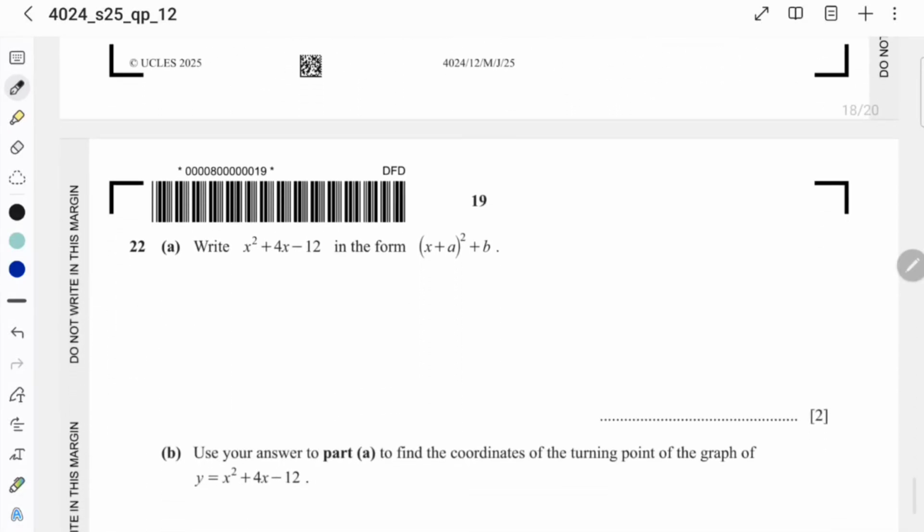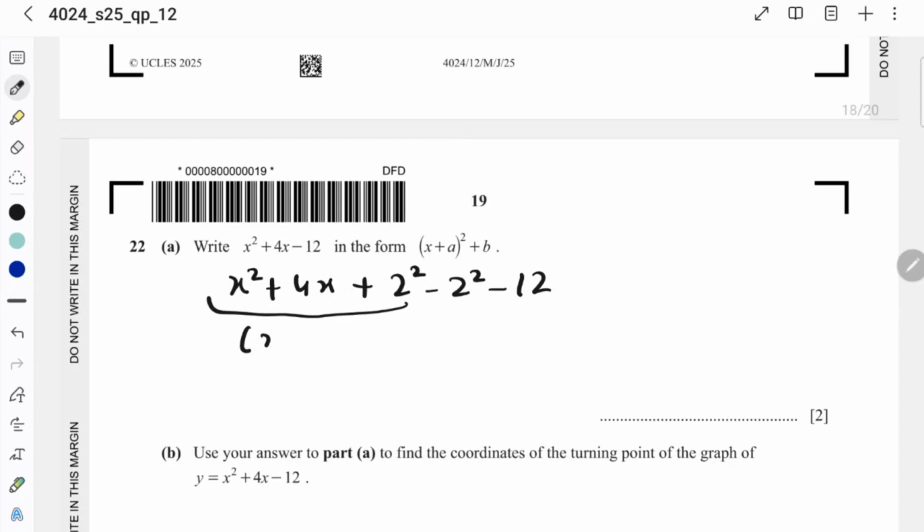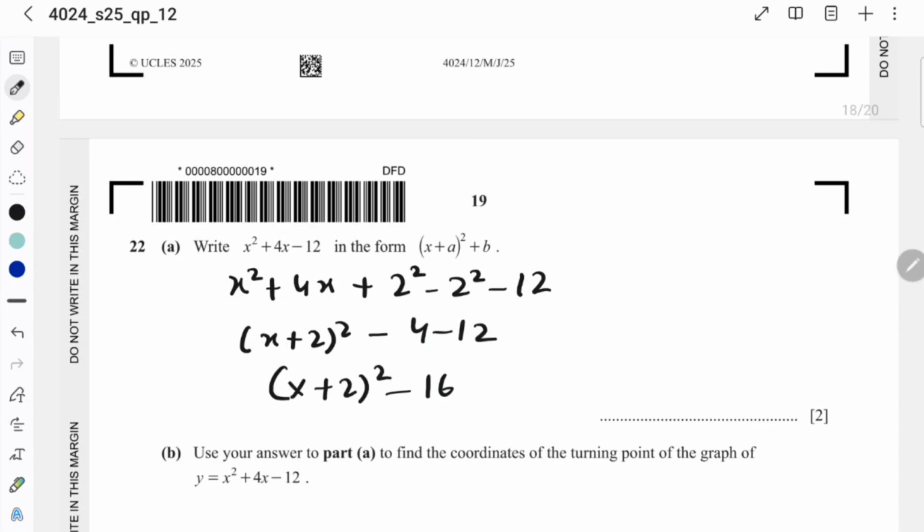Now the next question, number 22. Easily we can see that we have to do the completing square method, because x square plus 4x minus 12 we have to write down in this form. The coefficient of x is 4, half of it is 2. So adding 2 square minus 2 square. I made another video of the completing square method, you can check it. Minus 12. This much is x plus 2 whole square. Now minus 4 minus 12. So that is x plus 2 whole square minus 16.